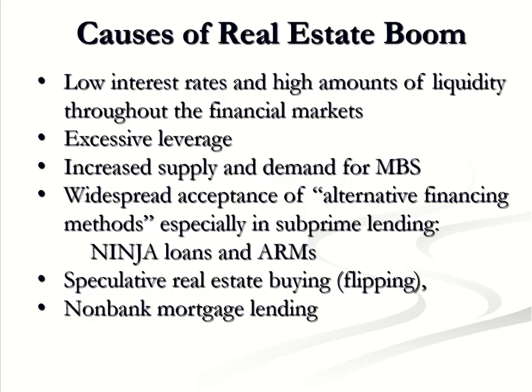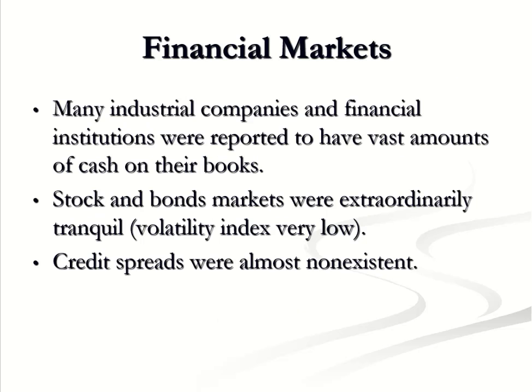There was substantial speculation going on in the real estate market. There was a lot of flipping. People were buying real estate at one price and then selling it a year later at a much higher price. And then there was a lot of non-bank mortgage lending, which is basically shadow banks.